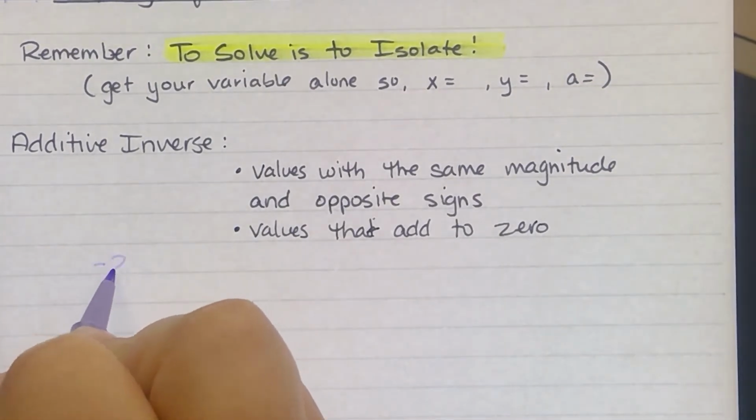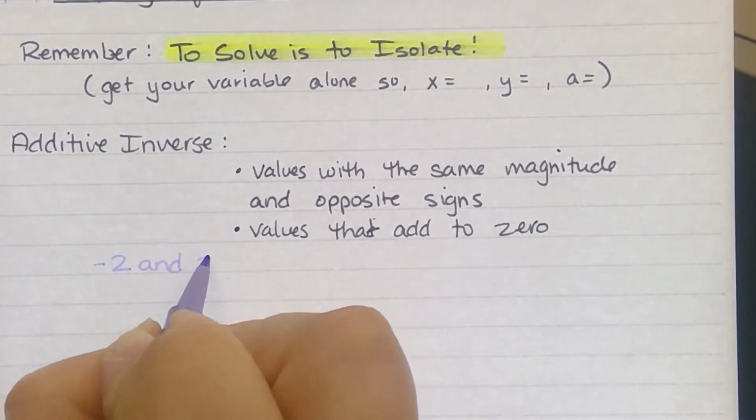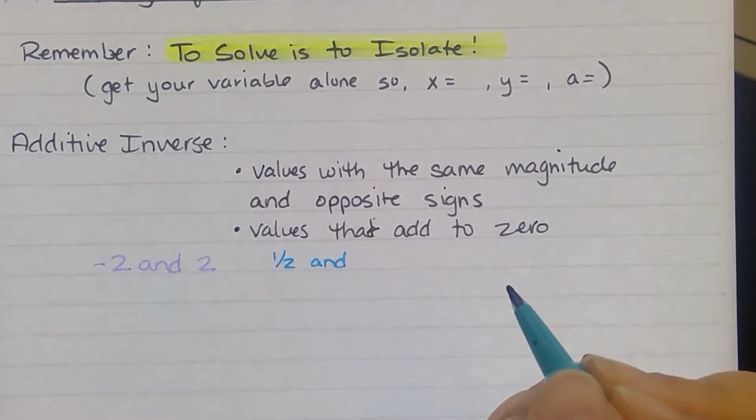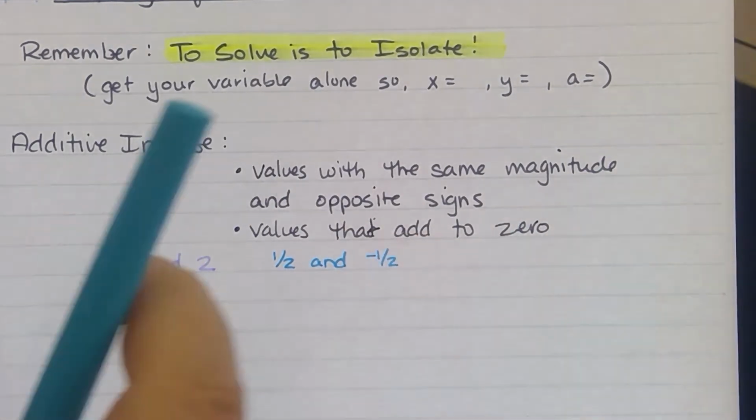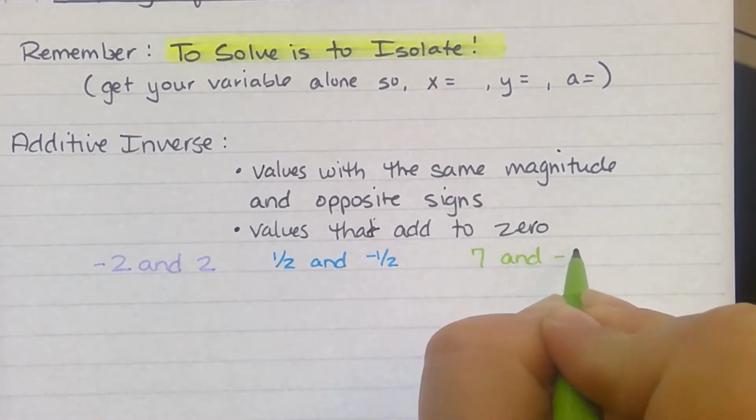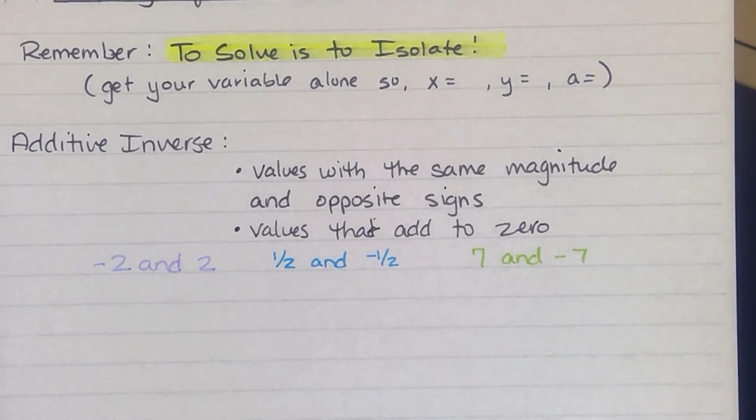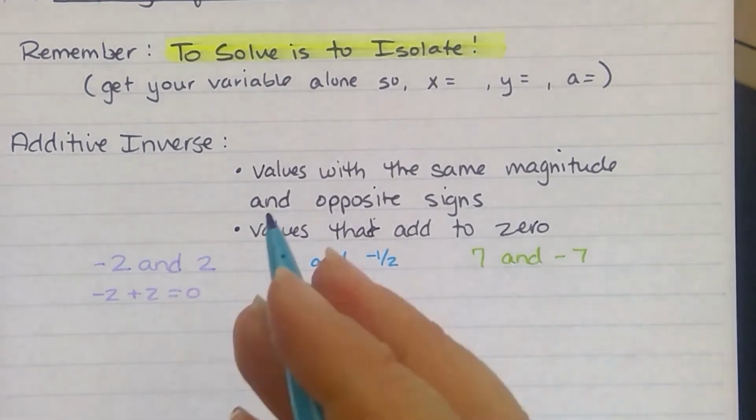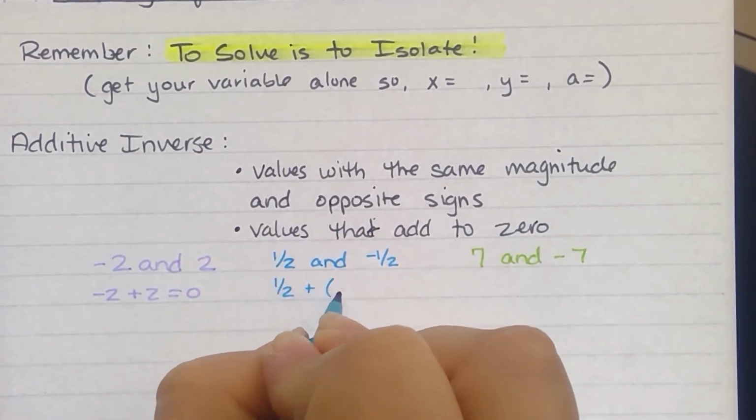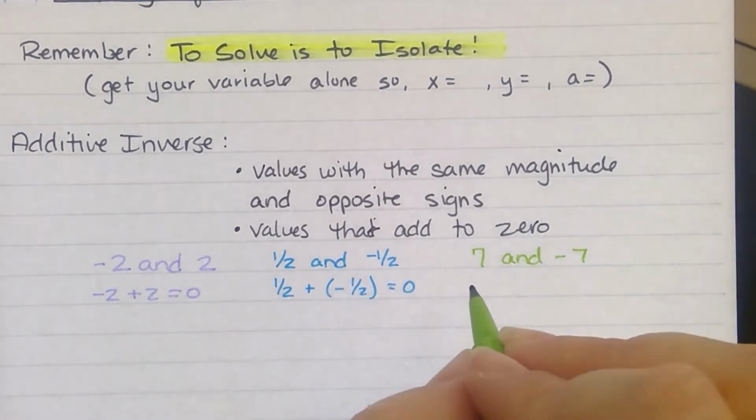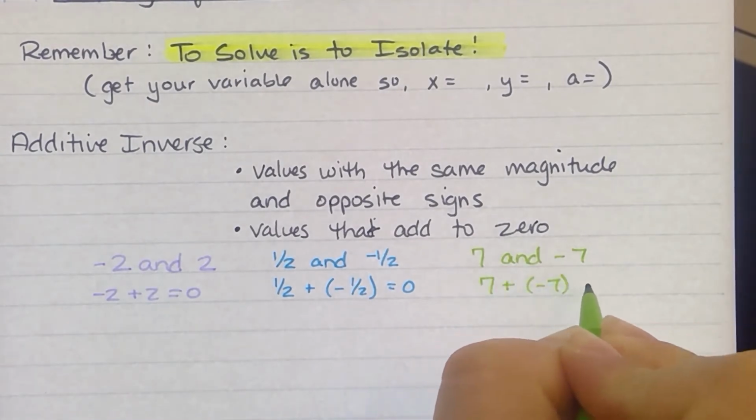Let's think of some additive inverse pairs. -2 and, you got it, +2. 1/2 and, exactly, -1/2. 7 and -7. Now, those are the same magnitudes with opposite signs. We're going to incorporate this second idea that the values add up to 0. You know that -2 plus 2 is 0, and 1/2 plus -1/2 is 0, and 7 and -7 add up to 0.